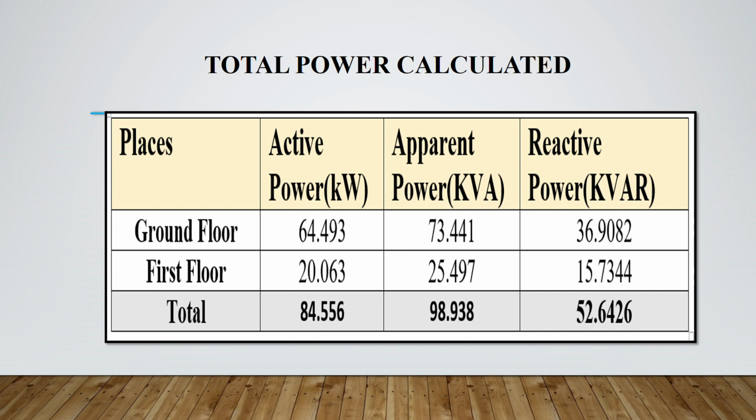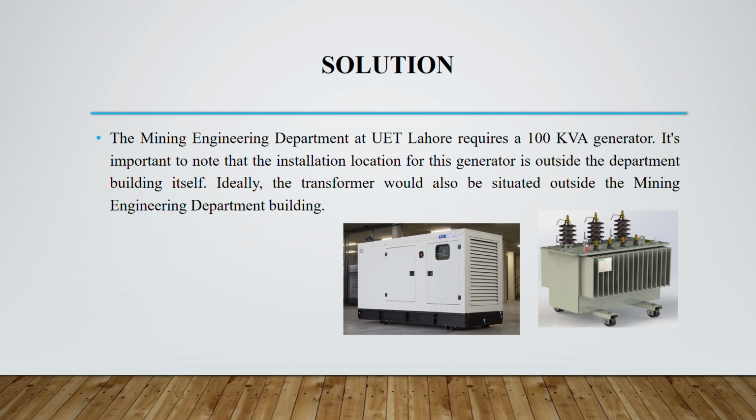Then the solution. The mining engineering department at UET Lahore requires a 100 kVA generator. It is important to note that the installation location for this generator is outside the department building itself. Ideally, the transformer would also be situated outside the mining engineering department building. Then you can see the 100 kVA transformers.